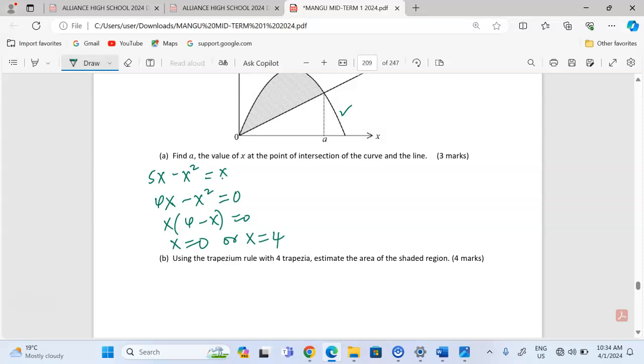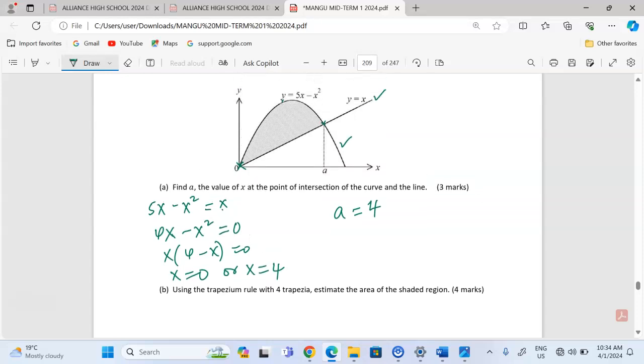So we see now the curve and the line intersect at two possible points. At x equals 0 is the point of intersection at the origin, but the other intersecting point is x equals 4, so the value of a equals 4. We can finish up by getting the coordinate: because at that point y is equal to x, the coordinate, let's say point P, would be 4, 4.